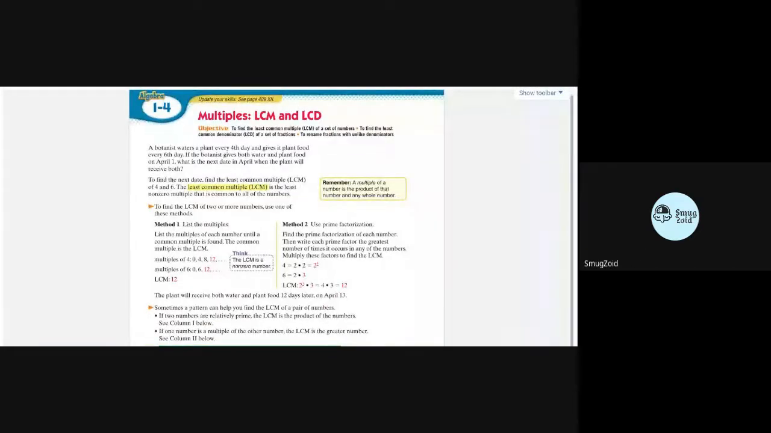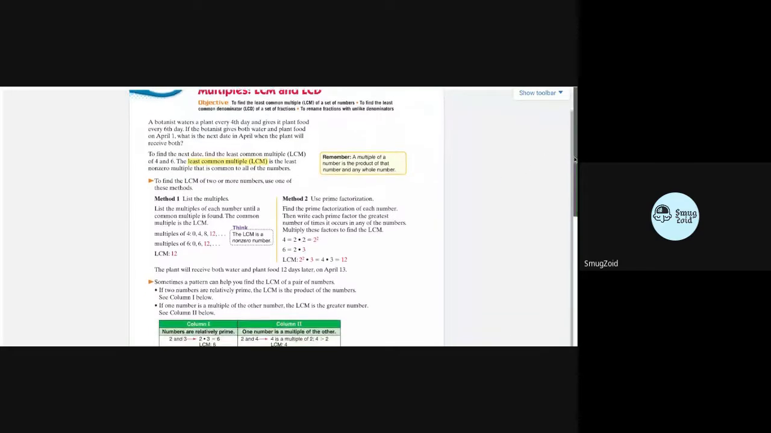Okay, we're looking at section 1-4, and this should be review, but it's multiples, lowest common multiple, and lowest common denominator. They're kind of doing the same thing. Okay, so I'm going to run through this, and hopefully this should be somewhat review, something you've seen before. There's two different methods for finding the least common multiple, or lowest common multiple. It depends on how you want to say it.